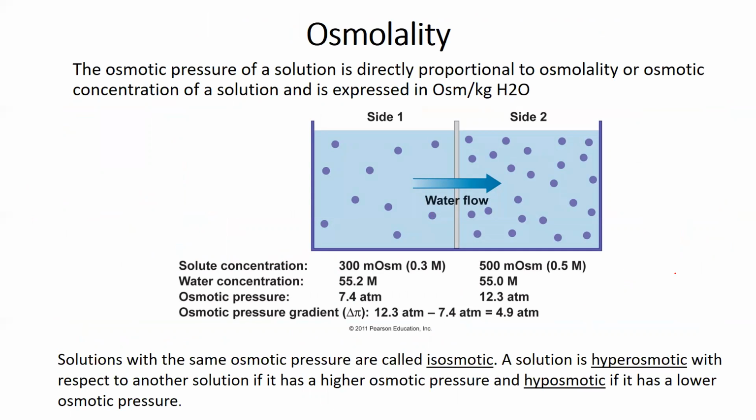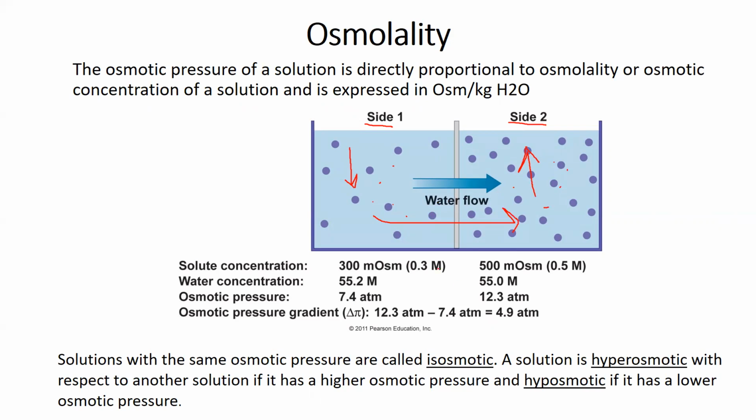So you can see here, similarly, just what we explained. This is side 1, and here we have side 2. Here we have low solutes, so this side has lower osmotic pressure. This side has higher osmotic pressure. And so water will move from side 1 to side 2.